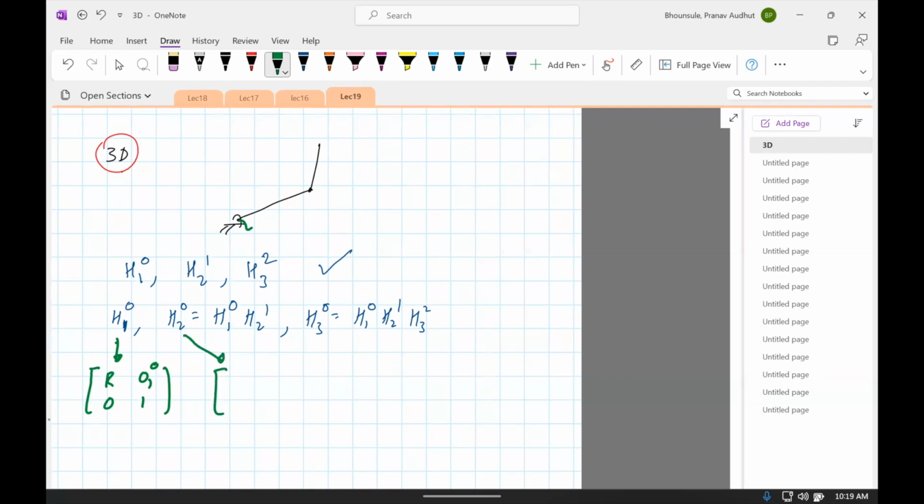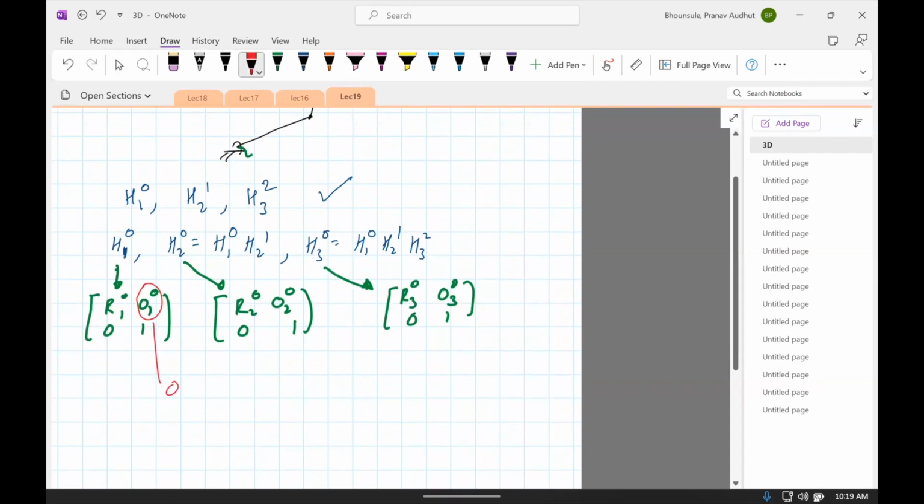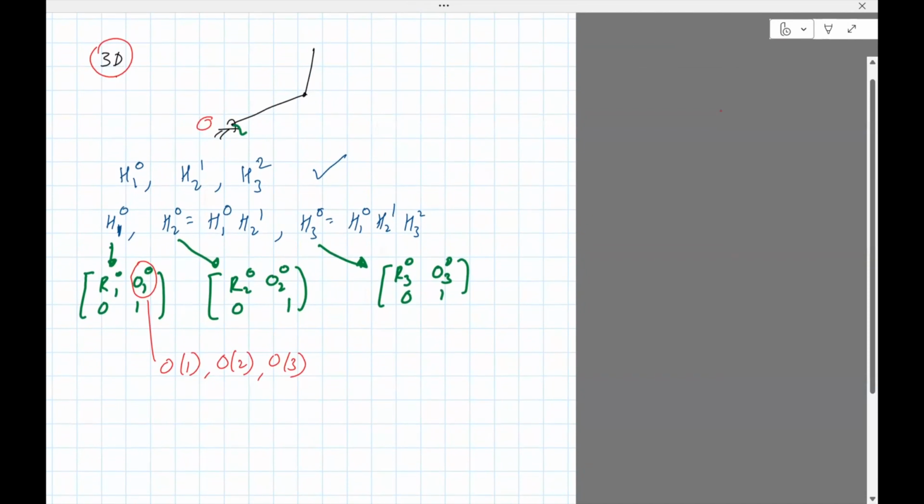This term will give you R10, H20, O20, 0, 1, and this will give you R30, 0, O30, 1. Okay, so buried in this is the x coordinate, y coordinate, and z coordinate of O. So the x, y, z would be just that particular column. It'll have the 3 elements.